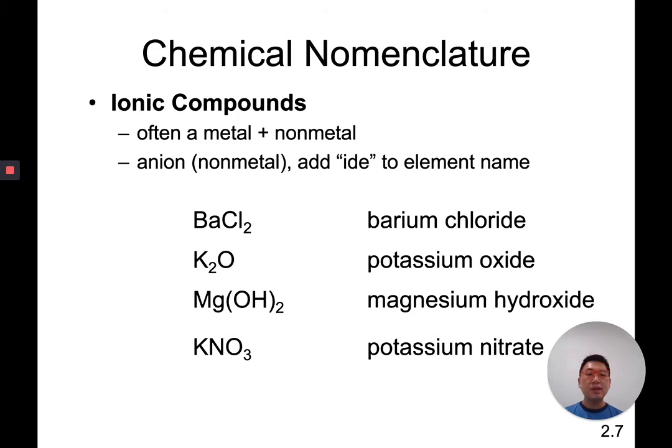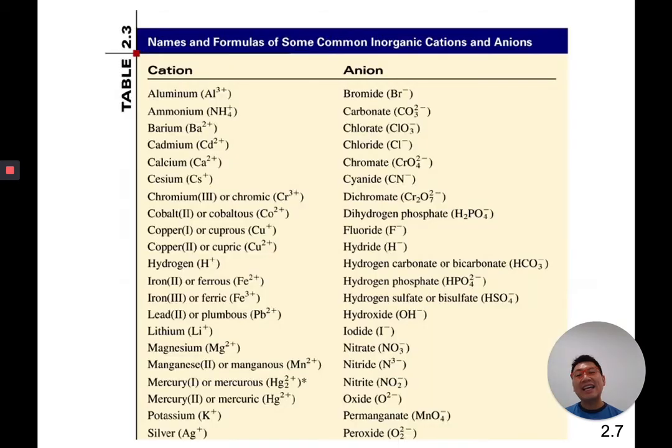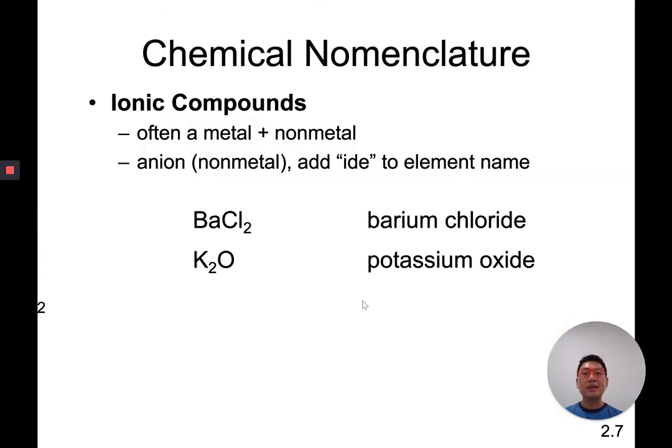So naming this stuff is actually pretty easy. You name the first part, you name the second part: you name the cation, you name the anion. How do I know the names of the cation and anion? Look on the table on page 45 in the textbook. Cation, anion: +1 cation, -1 anion. That's how I name all this stuff.